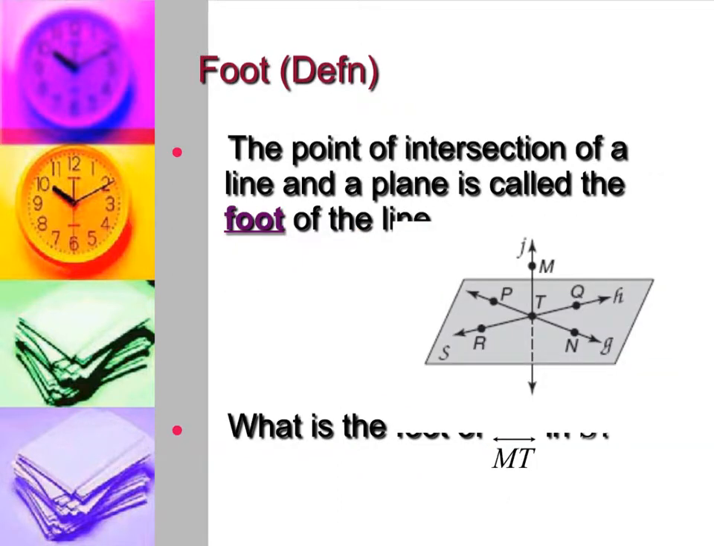Here we go, the formal definition of a foot. The point of intersection of a line and a plane is called the foot of the line. So in this case, what would the foot of line MT be? It would be T. T would be my foot.